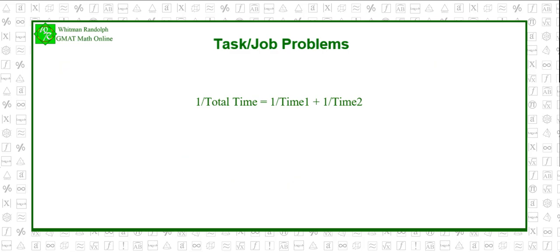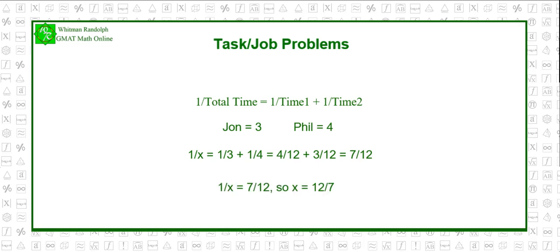Now let's change the numbers and see what happens. Suppose John can do the job in 3 hours and Phil in 4. So John equals 3 and Phil equals 4. Then we have 1 over x equals 1/3 plus 1/4. That's equal to 4/12 plus 3/12, which is equal to 7/12. 1 over x equals 7/12, so x equals 12/7. Therefore, the job will be done in 12/7, or 1 5/7 hours, when the two work together.